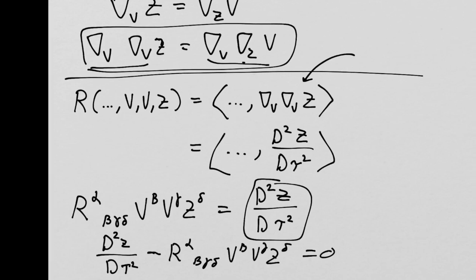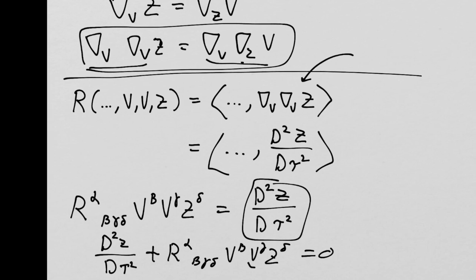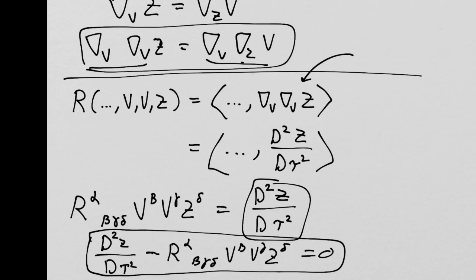Now, like I said, some books will have a plus sign here, and these two are switched, meaning that we have an anti-symmetry in these last two indices, and it really kind of depends how you order these guys. If you go V, Z, V, for example, you end up with a different sign. But the way DeVerno does it is the way I've just done it here. So that is our final expression for the equation of geodesic deviation.